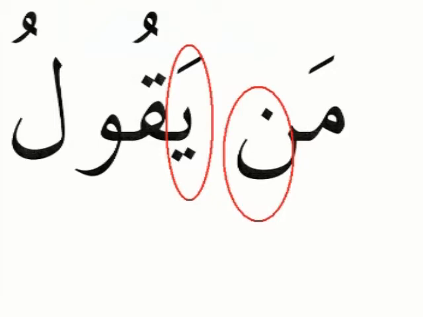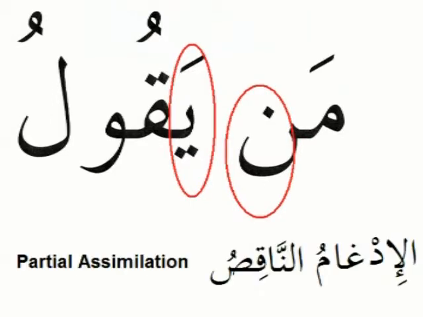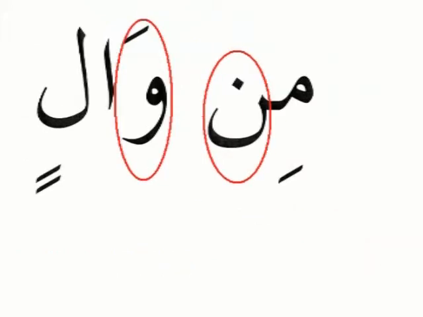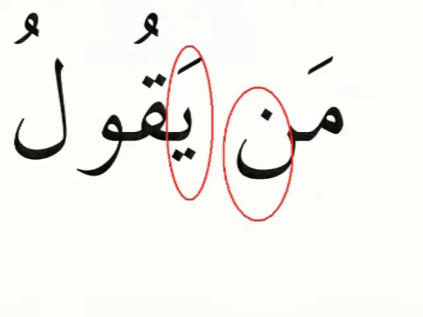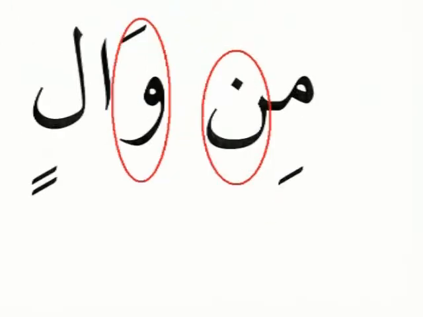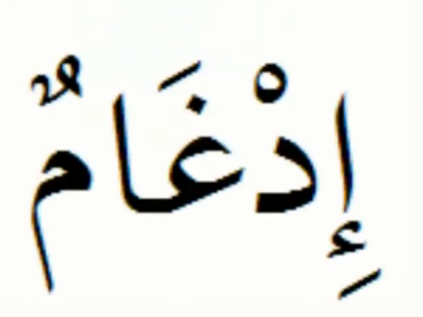But if there is no shadda, noon has no sukoon, but the following letter has no shadda, it means it is partial assimilation. Idgham naqis. How do you pronounce it? You say May yaqul. The nasality of the noon is there. May yaqul. Minwal. It's not may yaqul, minwal, no. The nasal quality of the noon is retained, and there is idgham, which is naqis, which is incomplete.